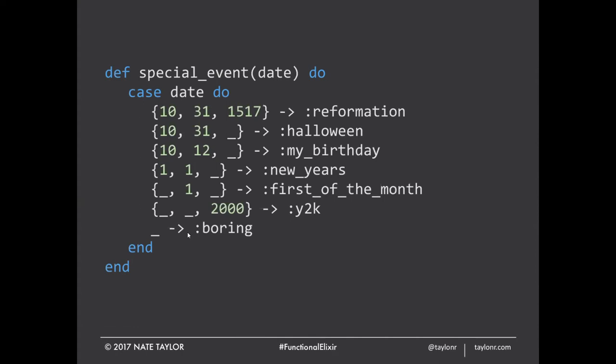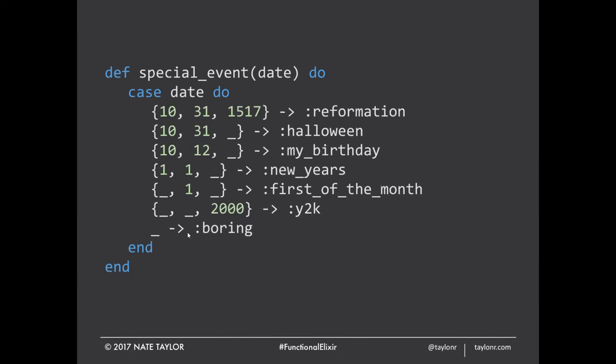And we get all the way down to the bottom, and we have this plain underscore. It's not our tuple anymore, right? It's just an underscore. And so what Elixir does is start at the first line, that 10, 31, 1517, and it tries to match each and every single one of these. And if we get to the Y2K one and we haven't matched anything, then we need to have this catch-all underscore to show that it's just a boring, everyday, nothing special going on. If we don't have that, it's going to return an error, kind of like when we were trying to match Taylor to Diaz, because there's not going to be a match.